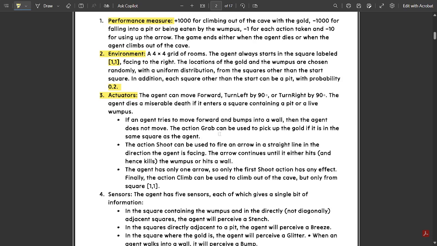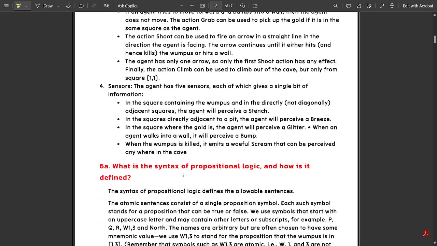Okay. The action grab can be used to pick up the gold if it is in the same square as the agent. Okay. The action shoot can be used to fire an arrow in a straight line in the direction that the agent is facing. The arrow continues until it either hits and hence kills the Wumpus or hits a wall. Okay. So these come under the actuators part.